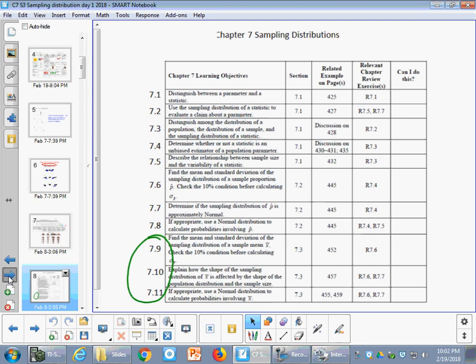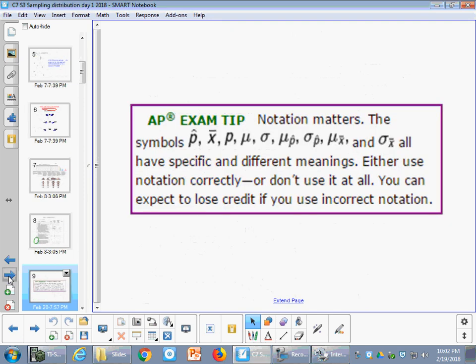So the first thing we're going to do is review our notation, and this AP exam tip says notation really does matter, and if you don't know it, don't use it on the AP exam. But we're just learning it right now, so try to learn it appropriately. You had a team quiz last week where you had to figure out if you knew this, and you will have an individual quiz, which we will see if you know this or not soon.